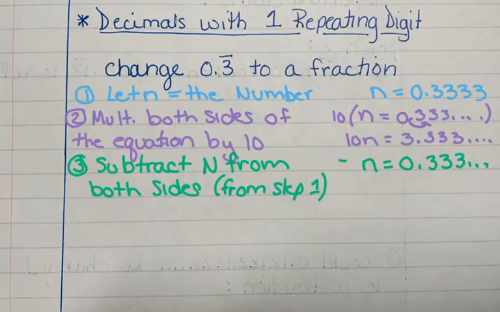Now, when there is no coefficient in front of n, that's a 1. So when there's nothing there, we say that's a 1. So I just simply subtract this. So 10 minus 1 gives me 9n. And over here, I'm doing 3.3 repeating minus 0.3 repeating. So what that's going to give me is just the 3 left.